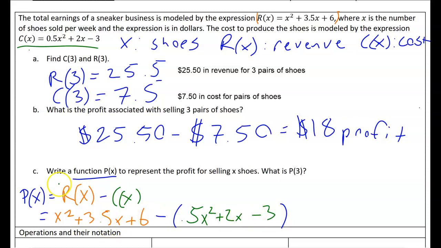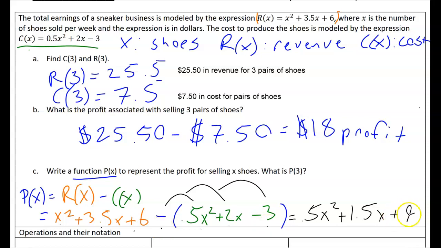And notice this is math you already know how to do. We're just combining like terms here. The first thing I'm going to do is distribute, and then I'm going to combine like terms. I think you guys are good enough at this that I don't need to show the intermediate step of rewriting everything. So x squared minus 0.5x squared is 0.5x squared. Then 3.5x minus 2x is 1.5x. And then 6 minus negative 3 is plus 9. So that's my P of x simplified, this result here.